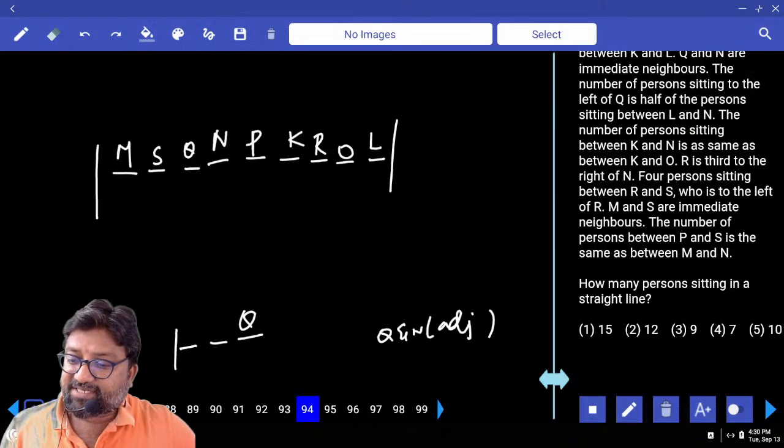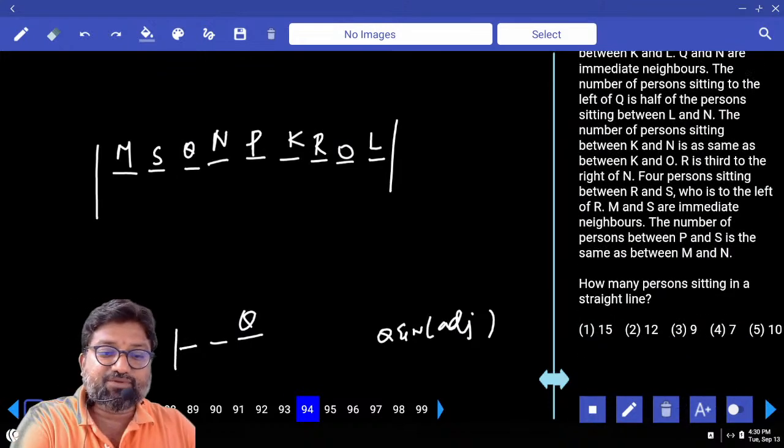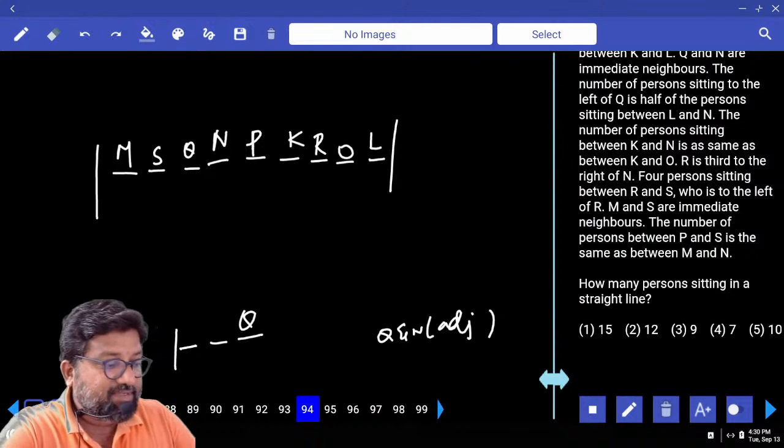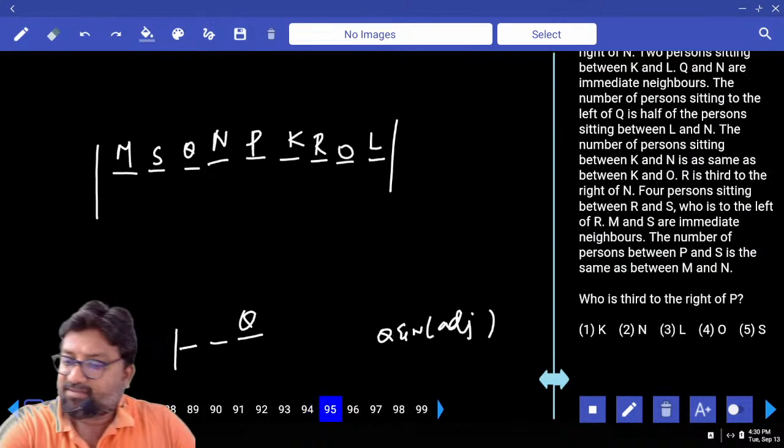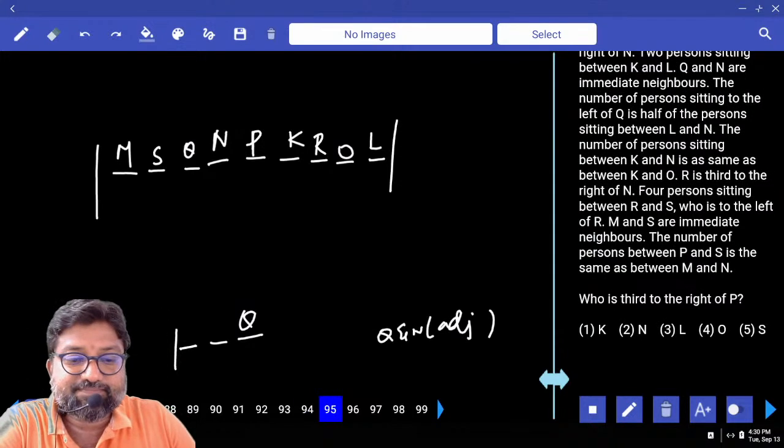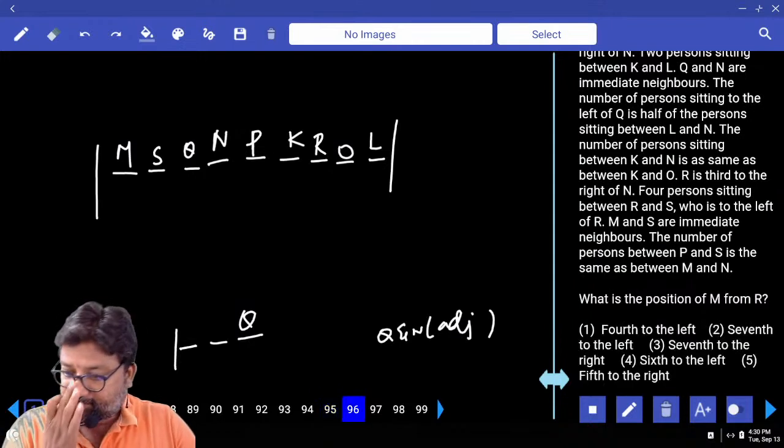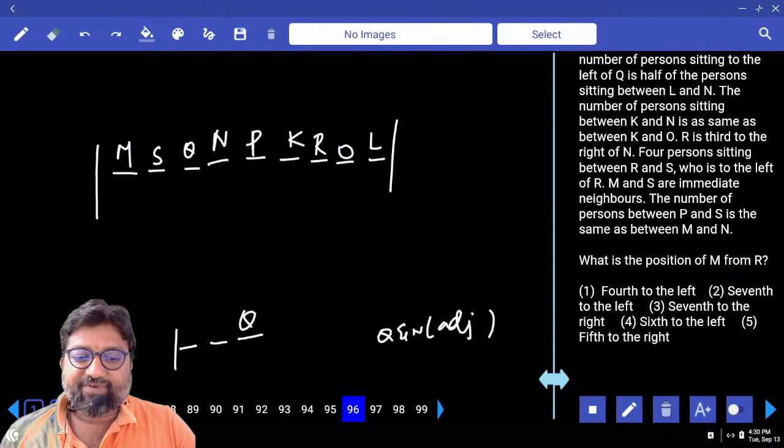How many persons are sitting in the straight line? 1, 2, 3, 8, 9. Third to the right of P. What is the position of M from R? 1, 2, 3, 4, 5, 6.